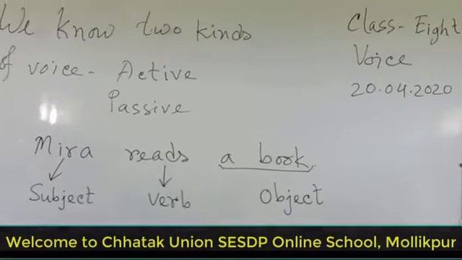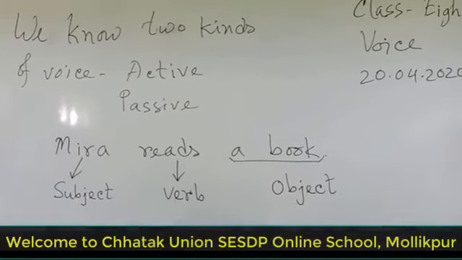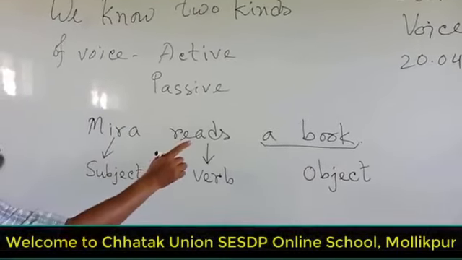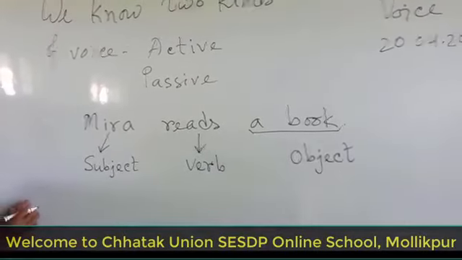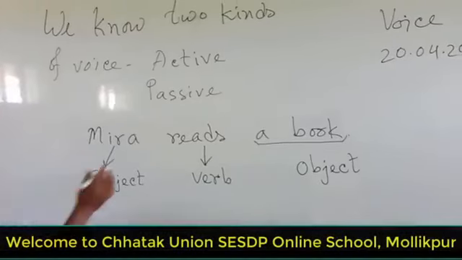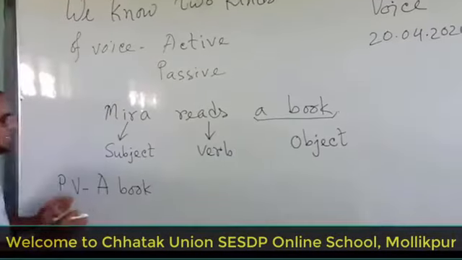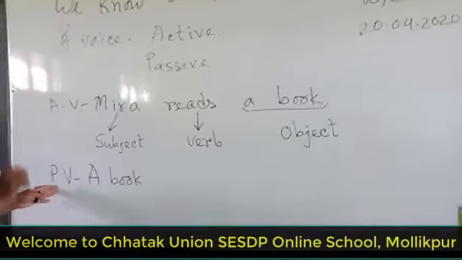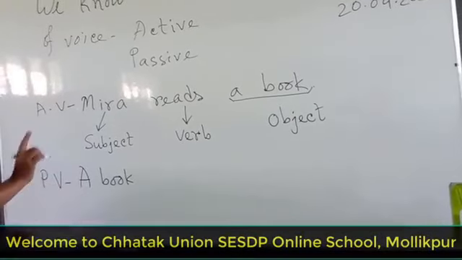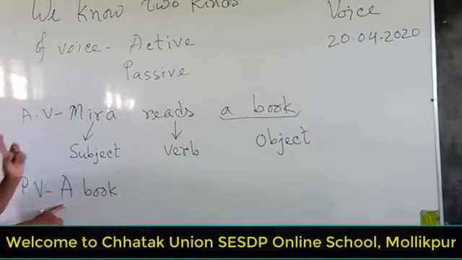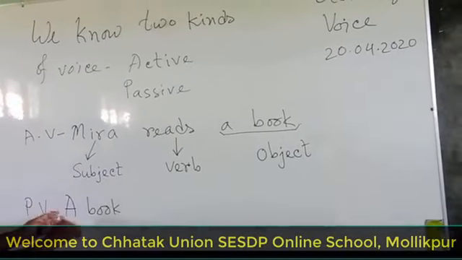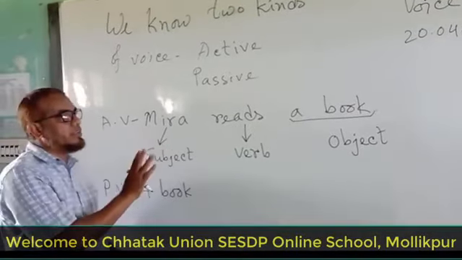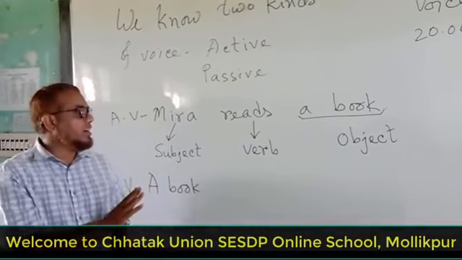If we want to change active voice to passive voice, we have to take the object, and it will be the subject of the passive voice. Please follow me. A book is the object of this sentence, and in passive voice, the object will come first. A book is now the subject in passive voice. Then we have to put an auxiliary verb according to the tense, number, person, etc.